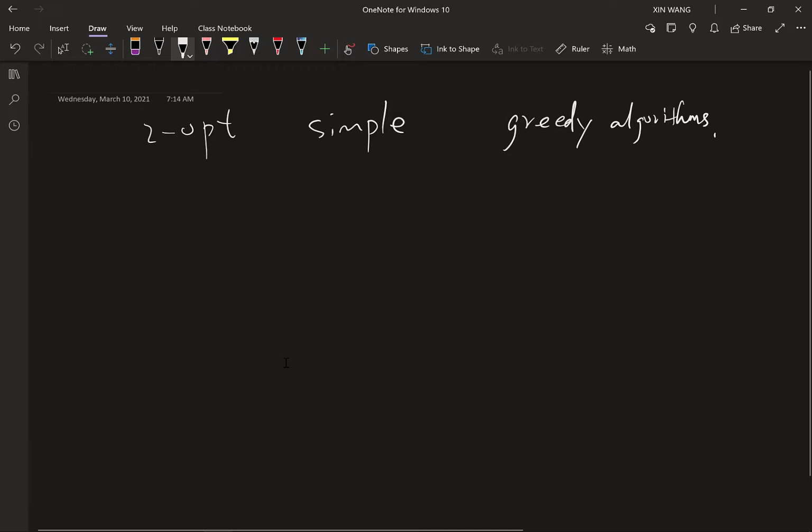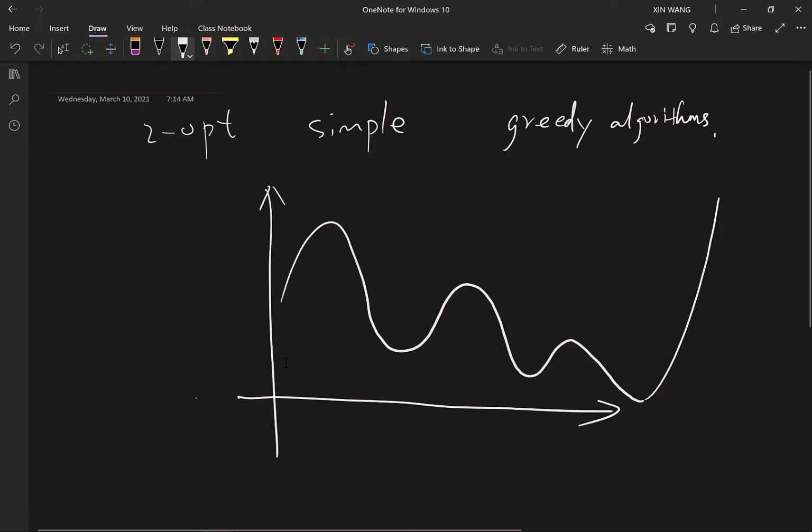For example, this can be easily understood from a one-dimensional function. Let's see, we have a function like this. From our observation, we can tell this is the so-called global optimum. However, if we start at an initial point here, our small step, typically we call it a local search. Our two-opt operation, swapping two edges in the entire TSP tour, is a local search operation.